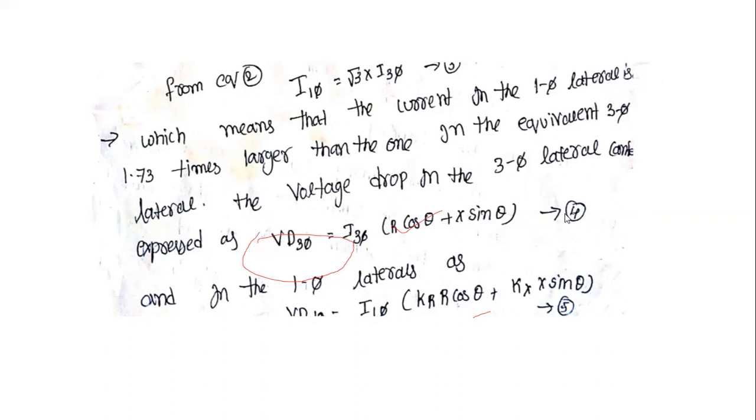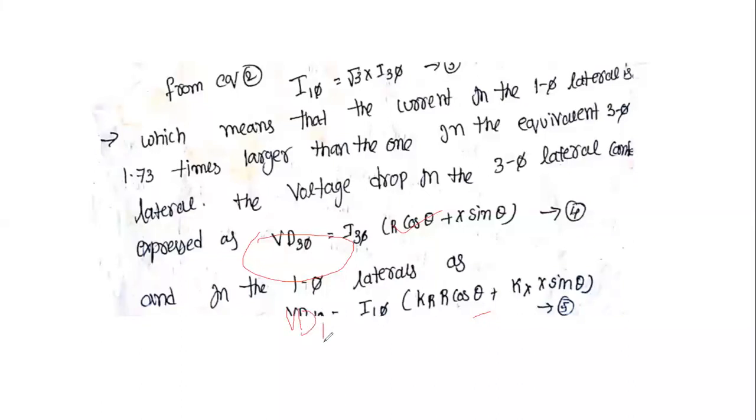Consider this as equation number 4. Similarly, we can write it for the single phase lateral. What is the voltage drop across the single phase system? That is VD single phase. Therefore, VD single phase is the voltage drop across the single phase system.